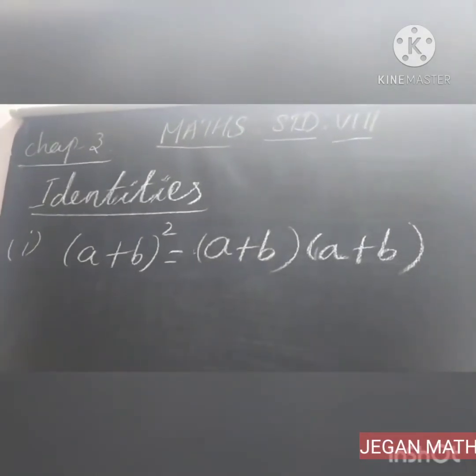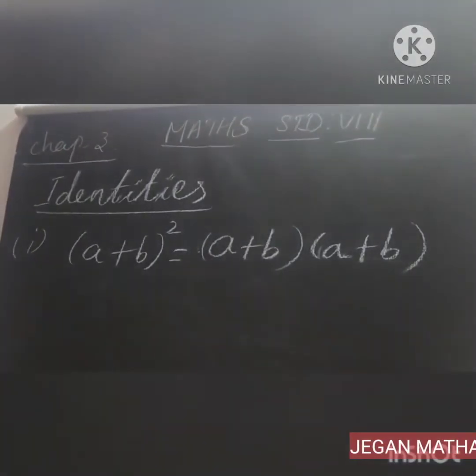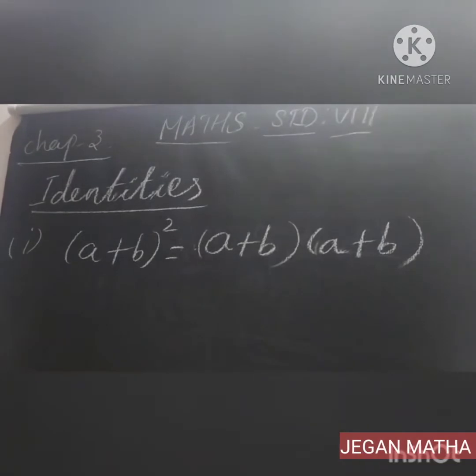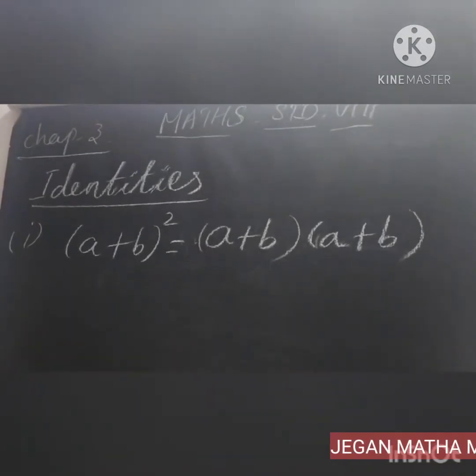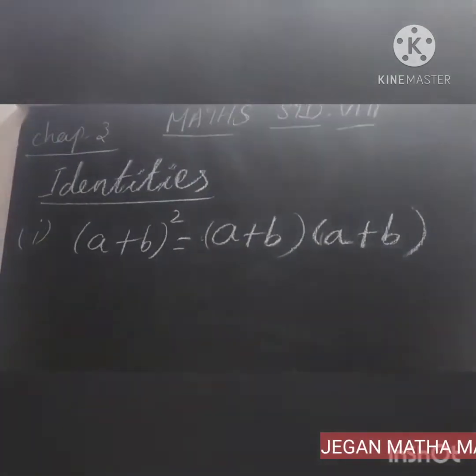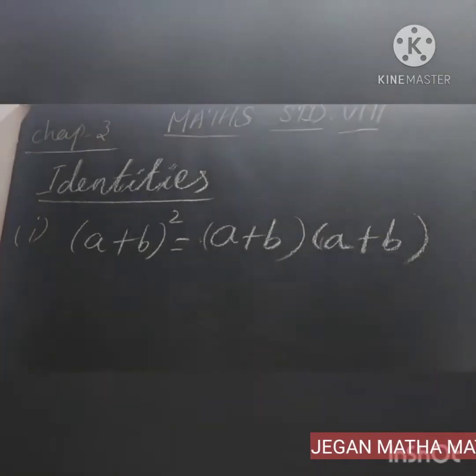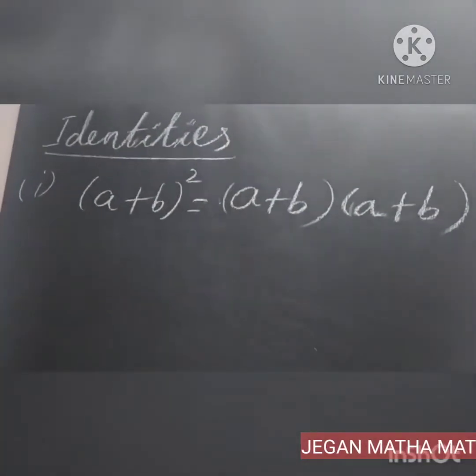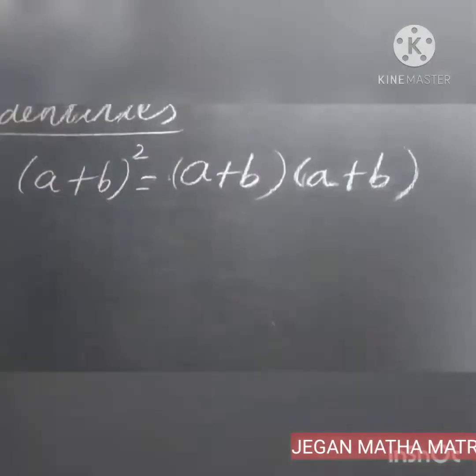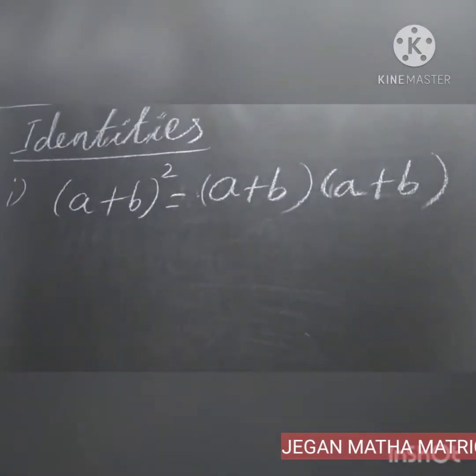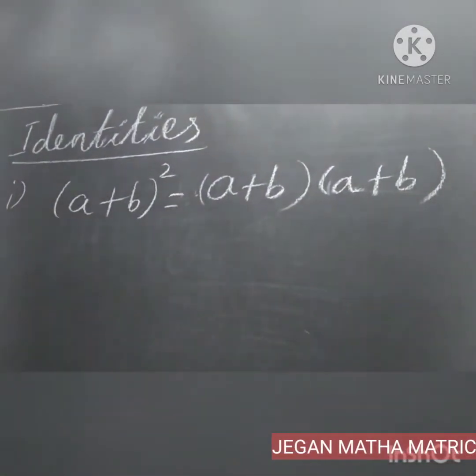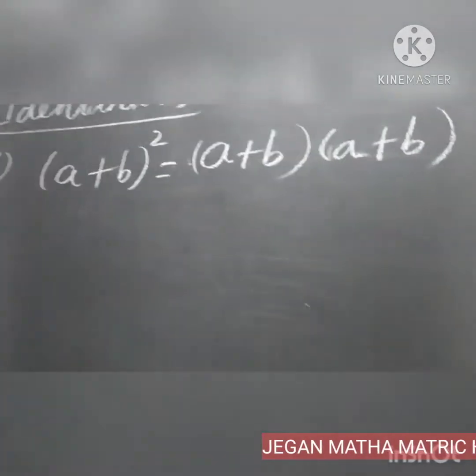Good morning, students. Today you are going to learn about the important basic identities in algebra. In chapter 3, let us see the first identity, a plus b the whole squared. The expansion is a squared plus 2ab plus b squared.